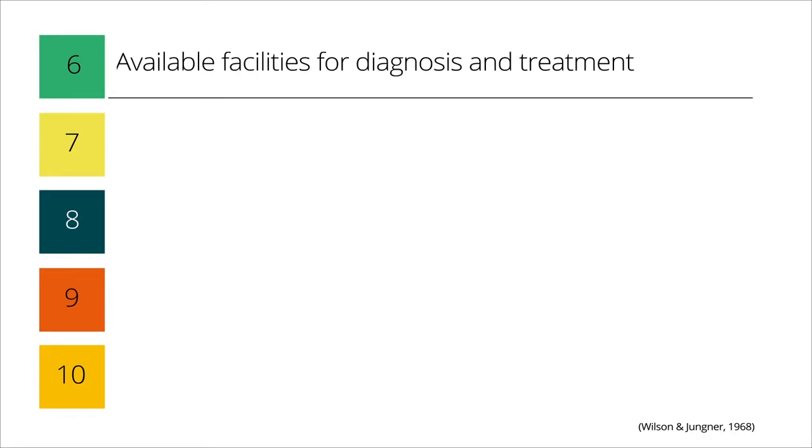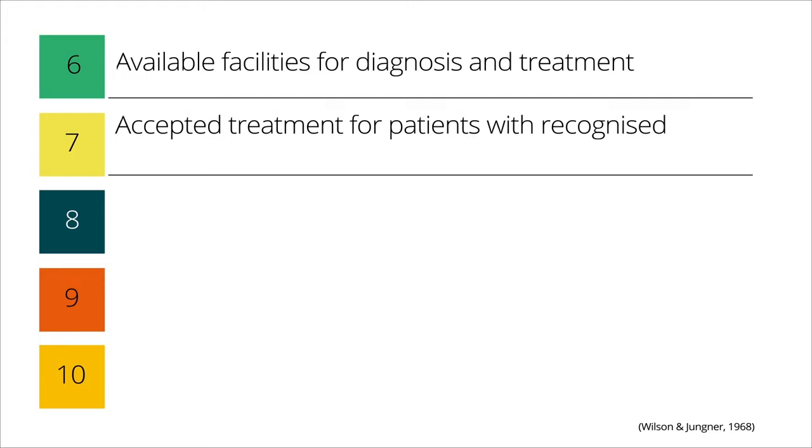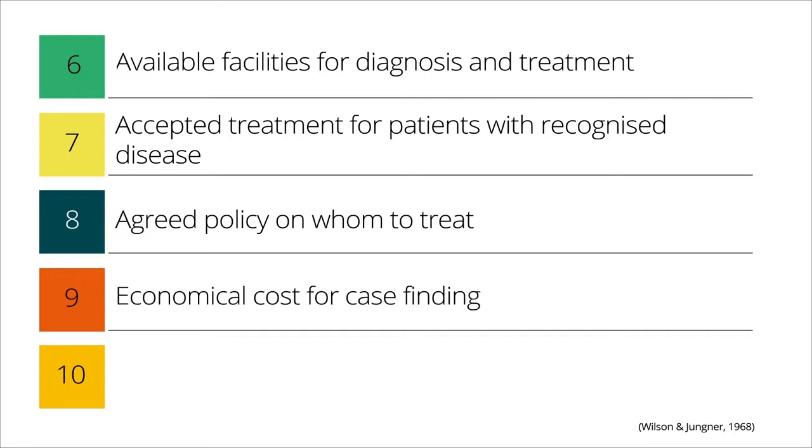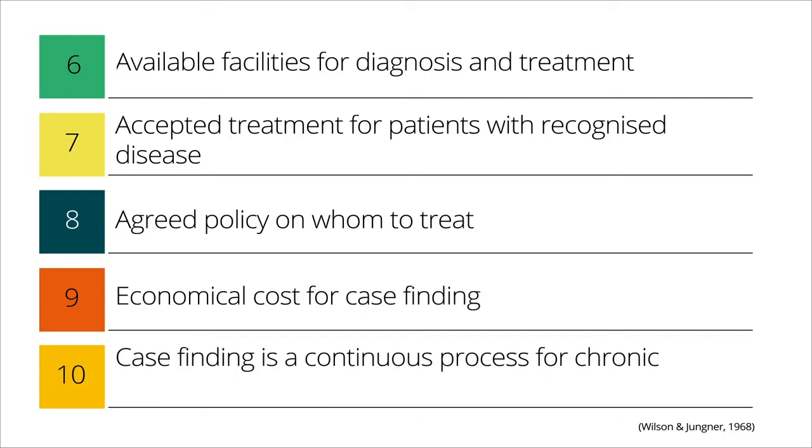Sixth, facilities for diagnosis and treatment should be available. Seventh, there should be an accepted treatment for patients with recognised disease. Eighth, there should be an agreed policy on whom to treat as patients. Ninth, the cost of case finding should be economical. And 10th, case finding should be a continuous process for chronic conditions, and not a once and for all project.